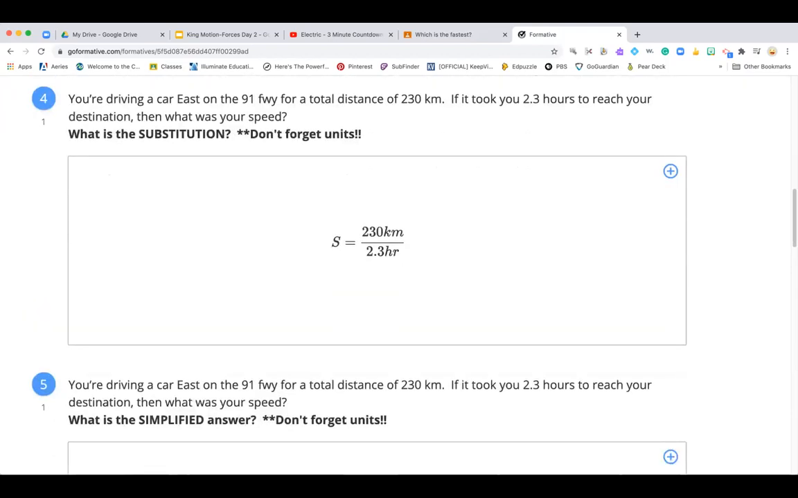Good. So now we need to simplify the answer or solve it. So we have the calculator. Go ahead and put it in number 5. What do you think the simplified answer is? Great job. Vanessa, check your units though. Okay, John, okay.